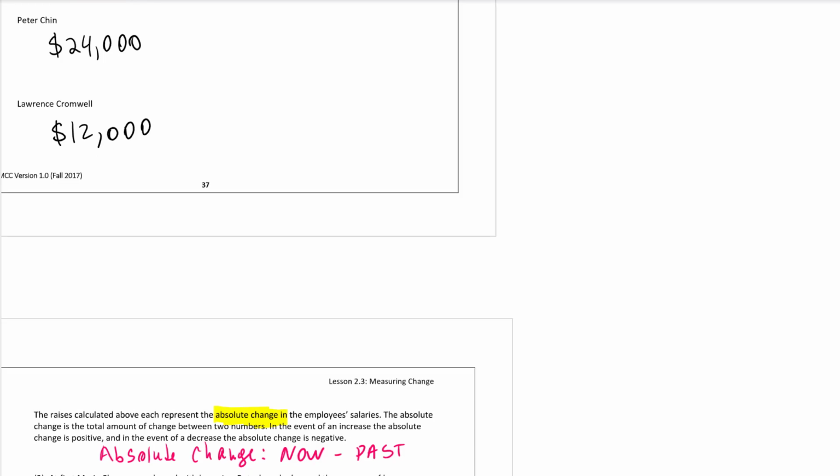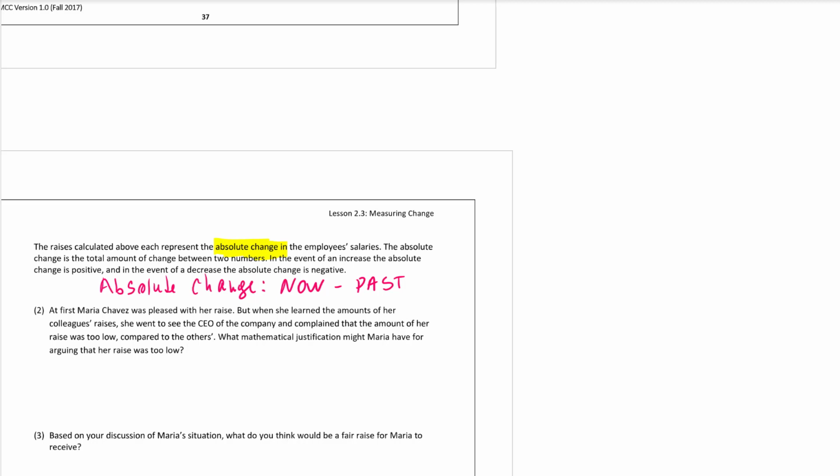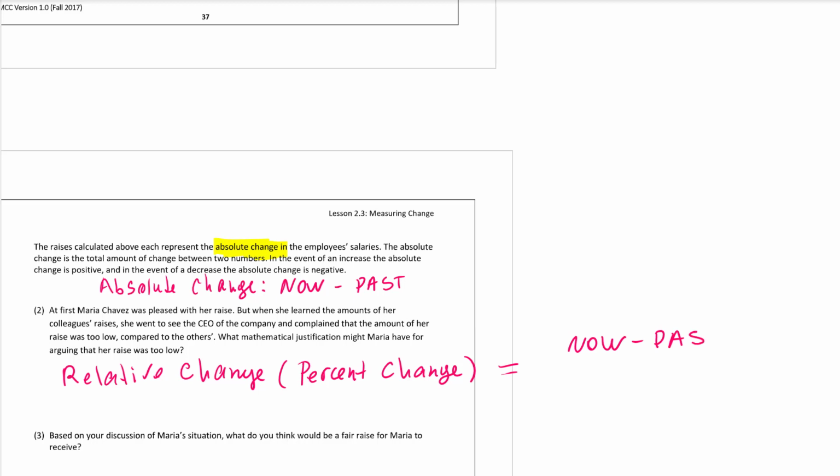Alrighty, so let's go ahead and review. So there is another idea of calculating the change, and that is what we call a relative change, also known as percent change. And it is measured as, so how is it measured? It's basically measured as the absolute change, so now minus the past, and then you relatively calculate how that difference compares to the past value.